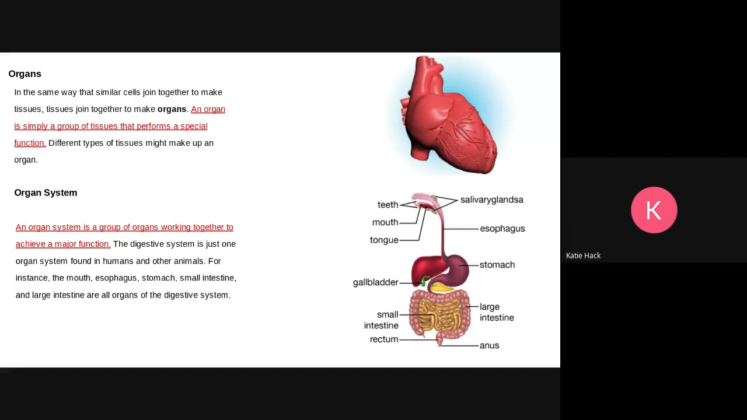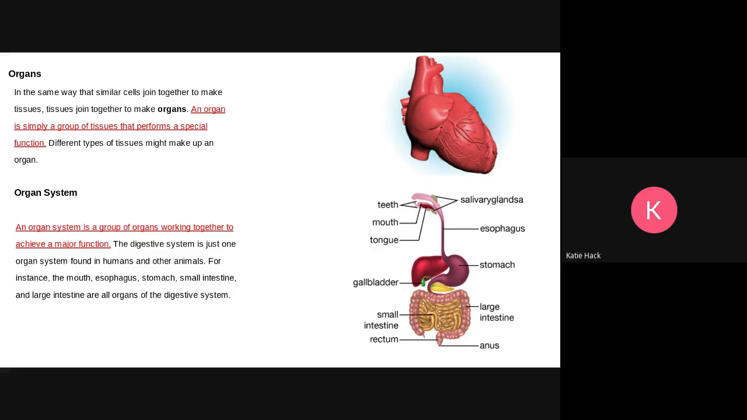So organs. In the same way that similar cells will join together to make tissues, the tissues will join together to make organs. So an organ is simply a group of tissues that performs a special function. So then different types of tissues might make up an organ. Now, if you look at the heart, it has its own special tissue, the cardiac muscle. And no other cell in the body contains cardiac muscle like the heart.